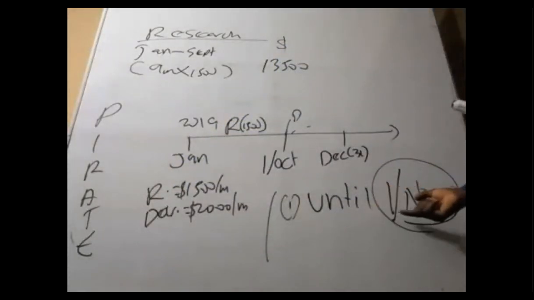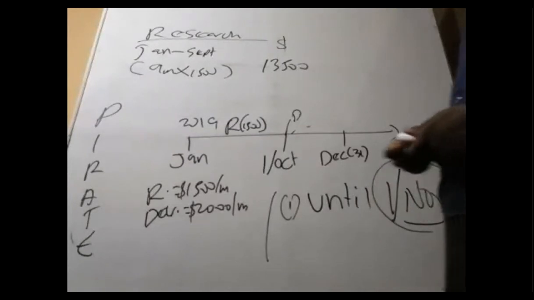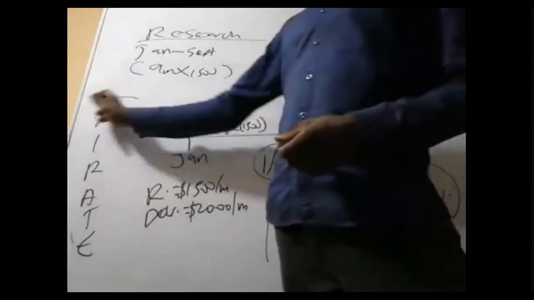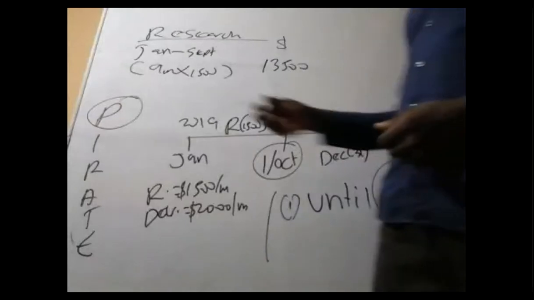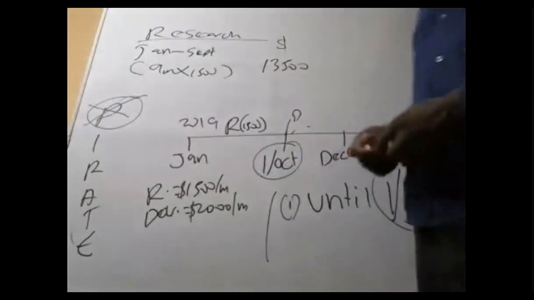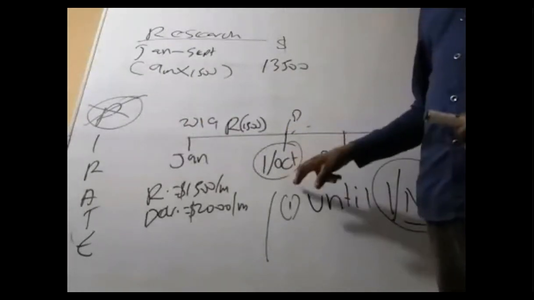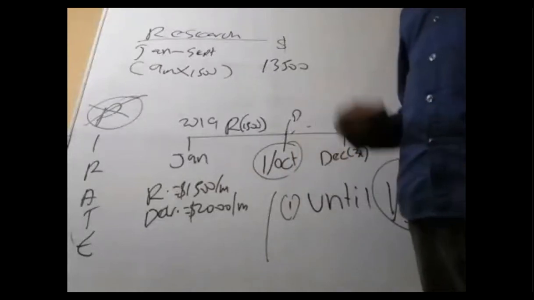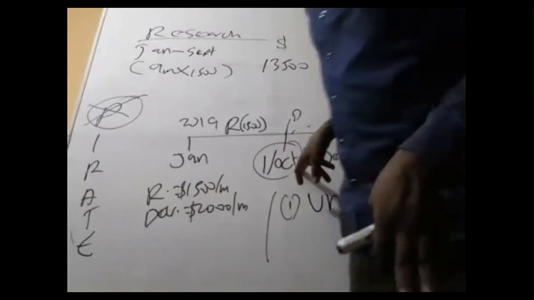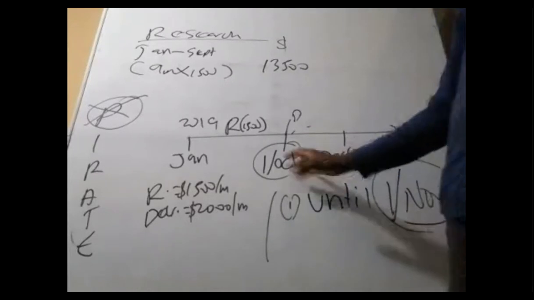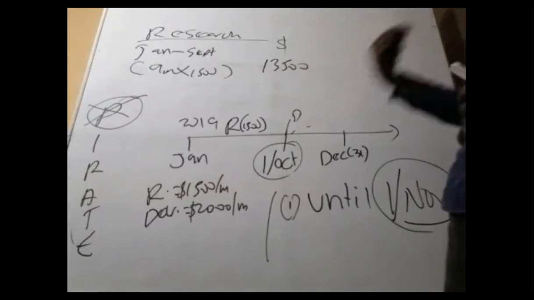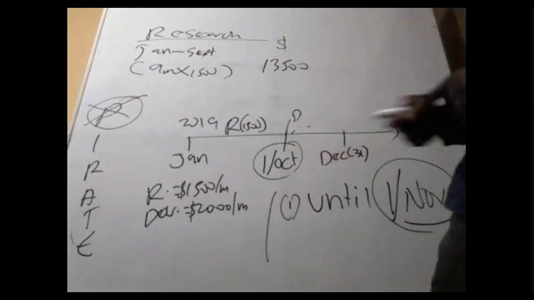Now, until 1st November. So it means that as of October, they were not certain. So probable is not there. And once even one is not there, you cannot capitalize the development cost. So therefore, October's development cost must be what? Expense. It must not be capitalized, but instead expensed or added to the research.